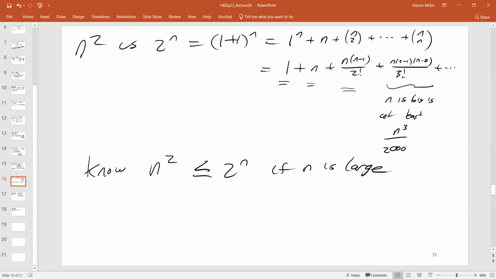n is not enough to beat n squared. The n squared minus n over 2 is not enough, but the next term looks like approximately n cubed minus something n squared over 6. So when n is really, really large, this term is at least n cubed over 2,000, which will beat the n squared. And so this is another way to show that n squared is less than or equal to 2 to the n.